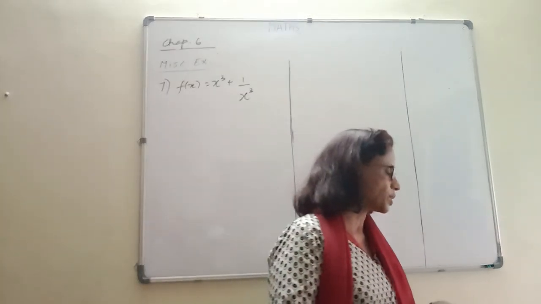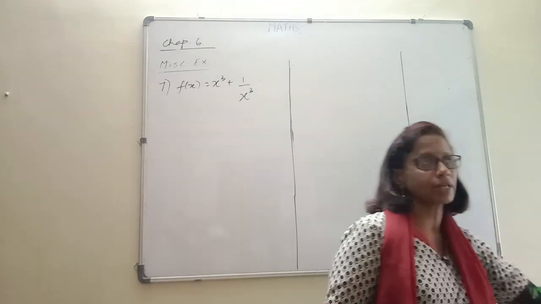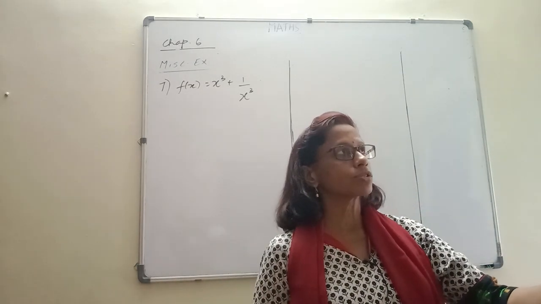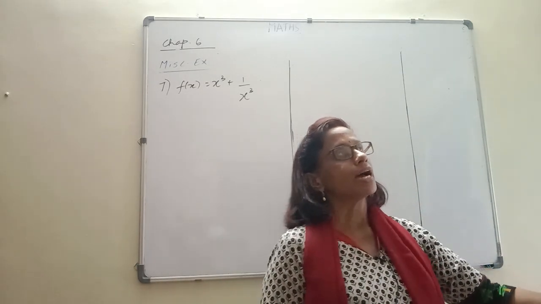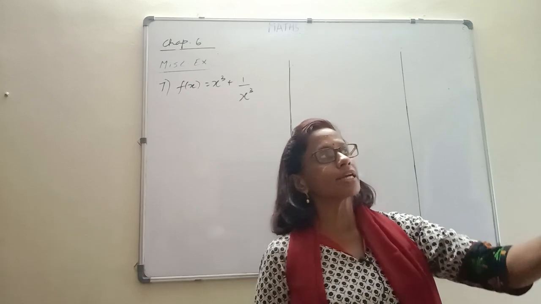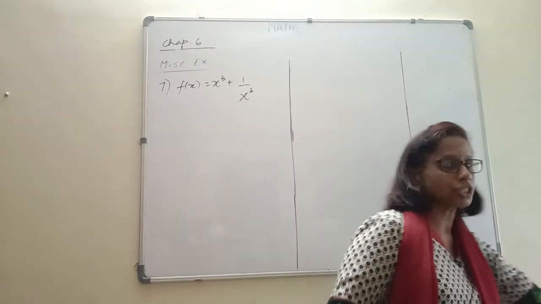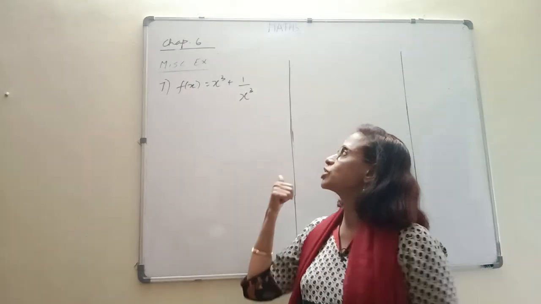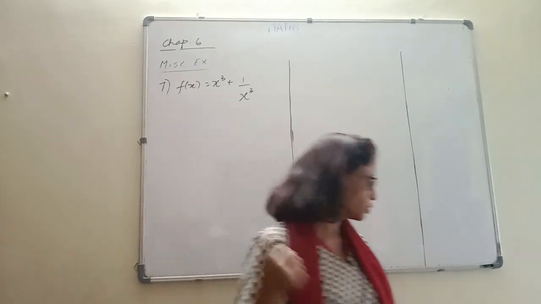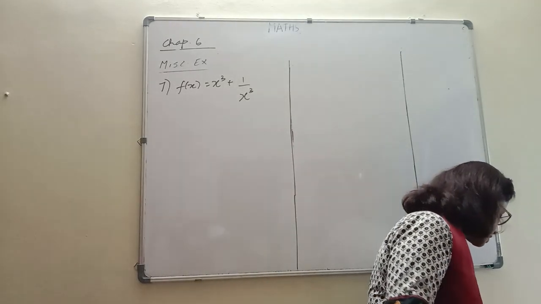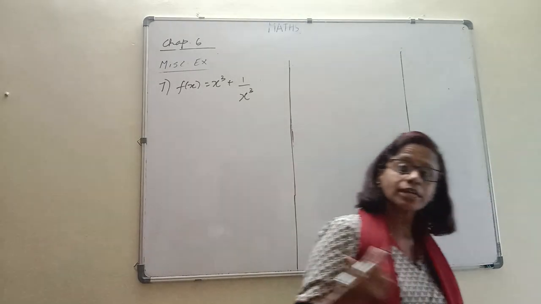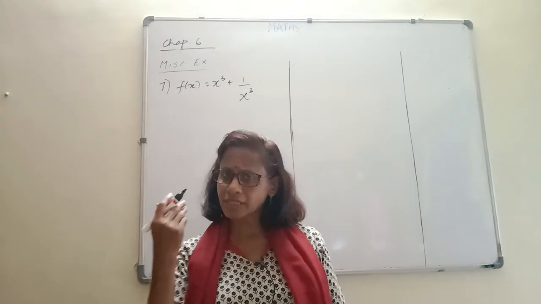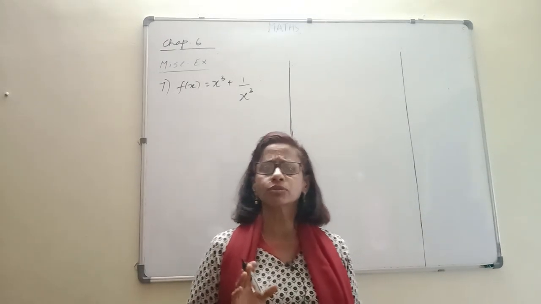We were at question number 6, we've completed. So let's go to question number 7, and question number 7 says that you're given the function f of x as x cube plus 1 over x cube, and you have to find the interval where it is increasing and decreasing, and we very well know how to do it.